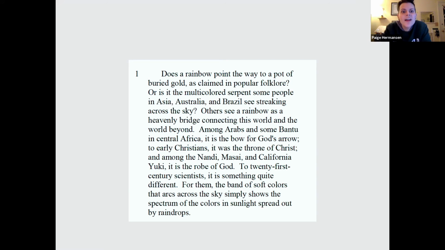I can't judge that. Others see a rainbow as a heavenly bridge connecting this world and the world beyond. Among Arabs and some Bantu in Central Africa, it is the bow for God's arrow. To early Christians, it was the throne of Christ. And among the Nandi, Maasai, and California Yuki, it is the robe of God. To 21st century scientists, it's something quite different. For them, the band of soft colors that arcs across the sky simply shows the spectrum of colors in sunlight spread out by raindrops. All right, let's pause after paragraph 1.